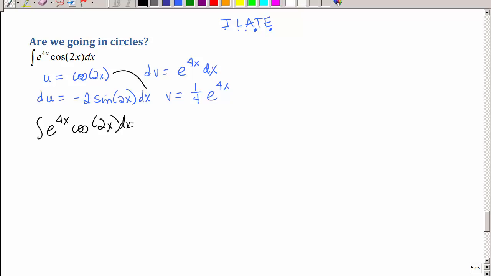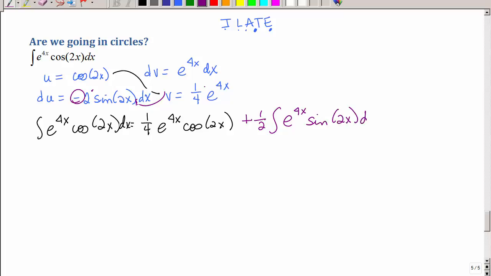All right, so here's our problem. It's equal to u times v minus the integral of v du. And again, a minus and a minus, and I have a plus 2 over 4. That's going to be 1/2. And then I'm going to have the integral of e to the 4x times the sine of 2x dx. I'm looking at this integral. It sure looks a lot like that problem.